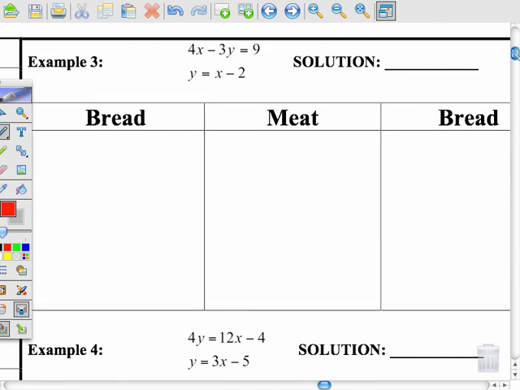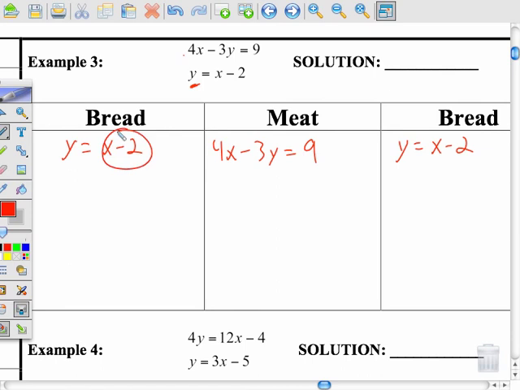Here at the top. Again, what is the bread? What is the meat? The bread is the equation that has a single variable solved for. So the bread in this case is going to be y equals x minus 2. The meat is the other equation, which is 4x minus 3y equals 9. Okay?